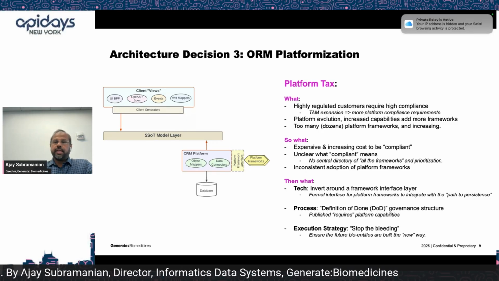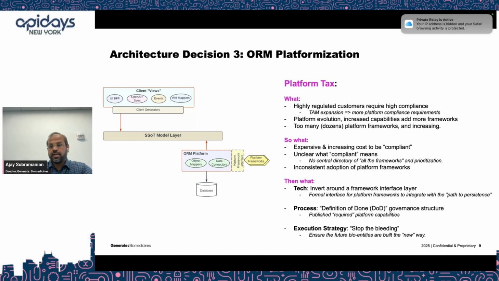From a process perspective, we put in place a definition of done governance structure, which established and formally published all the required frameworks for compliance. This had executive endorsement also. And from an execution strategy perspective, we took a stop the bleeding approach, which essentially meant all new entities and frameworks would be built in the new way. And the existing entities and frameworks would be migrated over to the new world based on priorities. So this was a pragmatic approach to address the scaling bottleneck in our ORM layer.